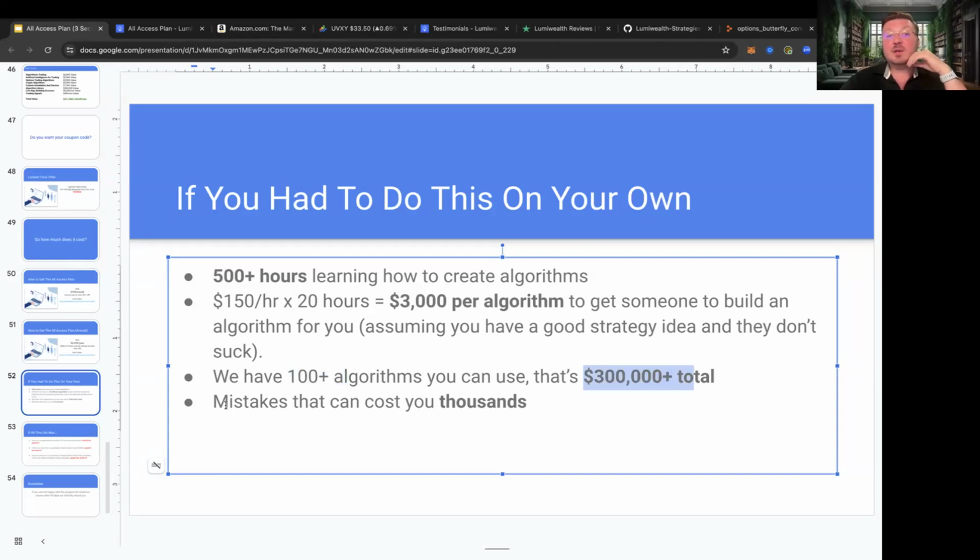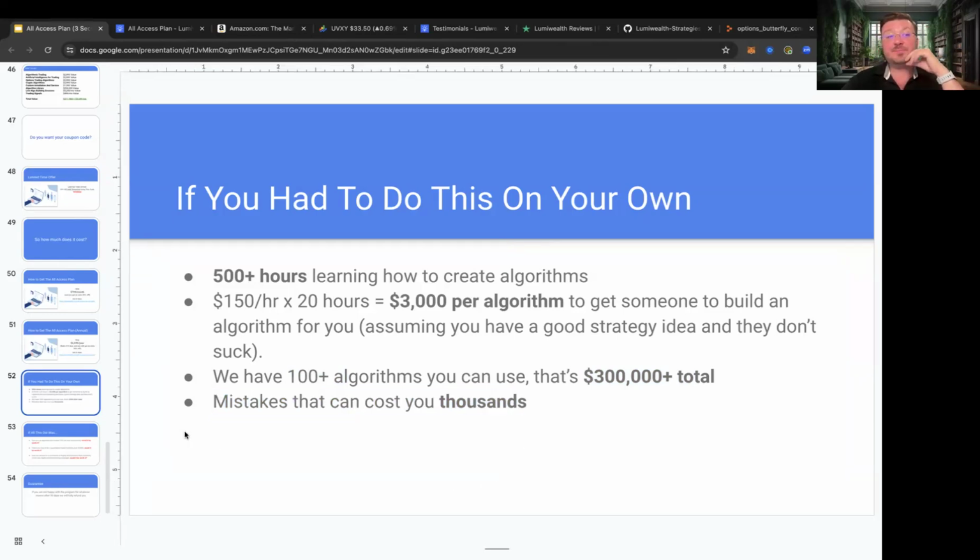And also, we could help you avoid a lot of mistakes. If you make mistakes, you're not doing the stuff correctly, you didn't vet it properly, you didn't run it properly, it could literally cost you thousands of dollars, either in not building the right algorithm or in some bugs that showed up. It can literally cost you thousands of dollars.